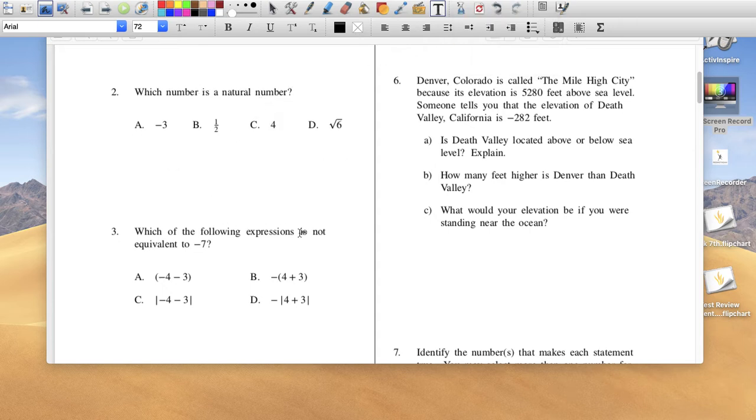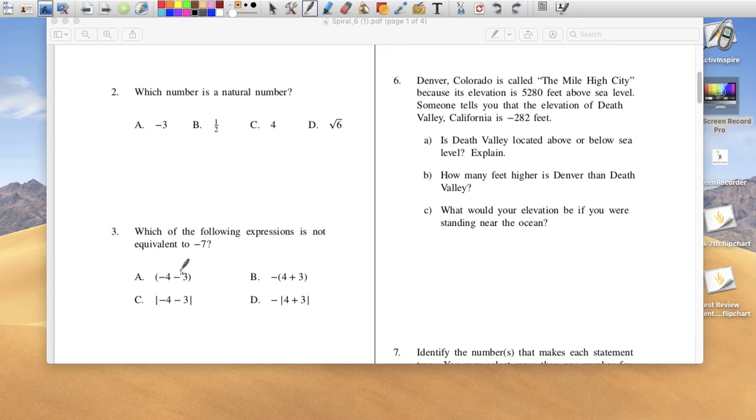Which of the following expressions is not equivalent to -7? Well, let's just take care of each one by one. -4 minus -3, this is definitely -7. So remember, you can change that to an addition. So now you can tell that -4 plus another -3 is -7. This one, absolute value of -4 minus 3. So let's take the absolute value. -4 minus 3, we just found out, is -7. And if I take the absolute value of that, it's 7. So guess what? This is not equal to -7.